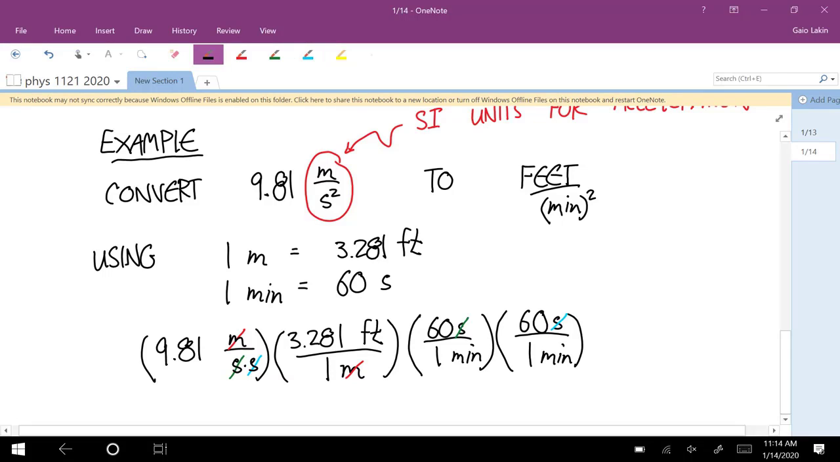We have units of length in feet, units of time in minutes. Multiply that all out. All you're doing now is just multiplying out all those numbers. And you get an answer of 115,872 feet per minute squared.